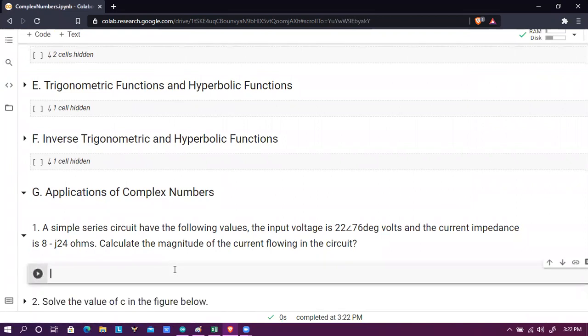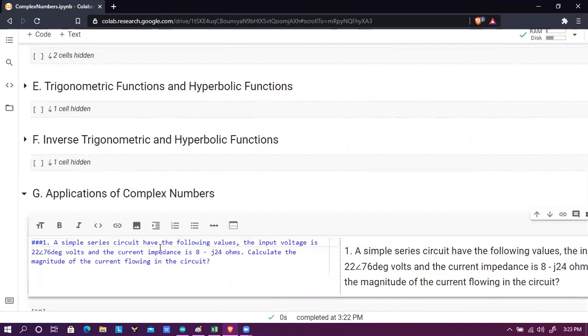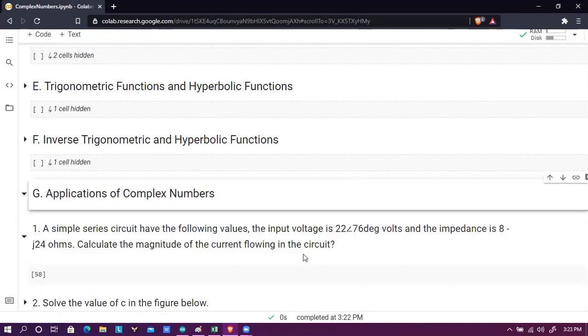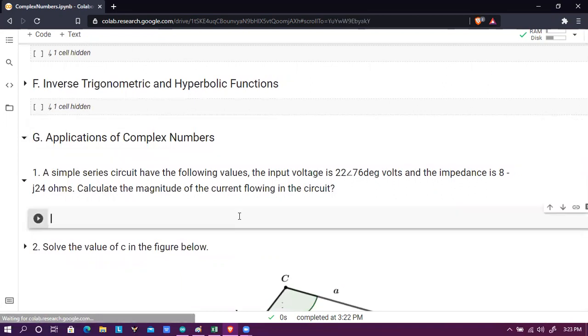A simple series circuit has the following values. The input voltage is 22 angle of 76 degrees volts, and the impedance is 8 minus j24. So we are going to calculate the magnitude of the flowing current in the circuit.